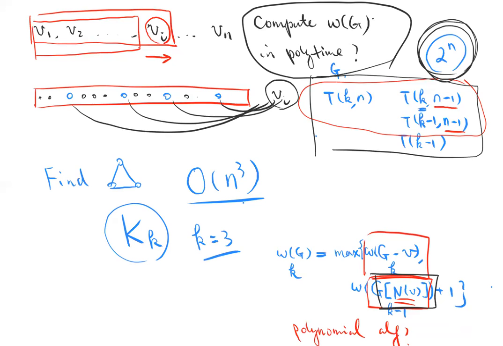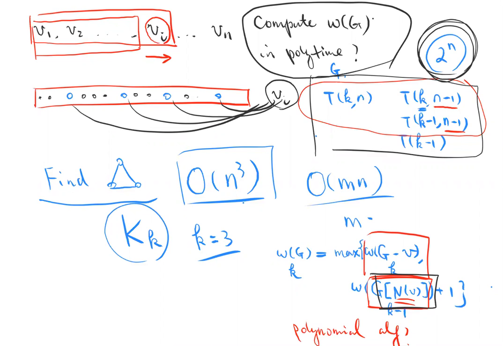I strongly recommend you try this problem after class to get a feeling of the subtlety or difficulty of finding a k-clique. Even for finding a triangle, it's difficult to do better than n cubic. Of course, you can do it in O(mn), but in the worst case it's the same, because m can be order n squared. So to really beat n cubic is not easy at all for finding a triangle.